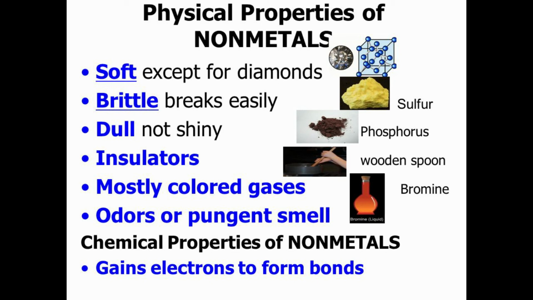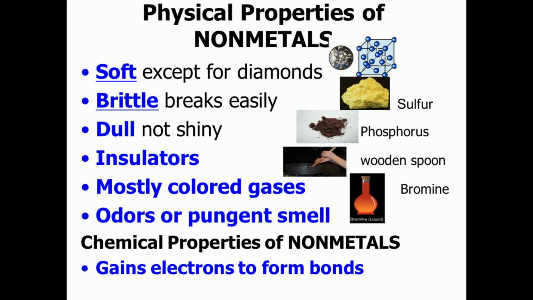Next property. Non-metals have comparatively low melting points and boiling points except diamond, which is a non-metal having a high melting point and boiling point. The melting point of sulfur is 115 degrees, which is quite low. The melting point of diamond is, however, more than 3500 degrees, which is very high. Next property. Non-metals have low densities, that is, non-metals are light substances. For example, the density of sulfur is 2 grams per centimeter cube, which is quite low.